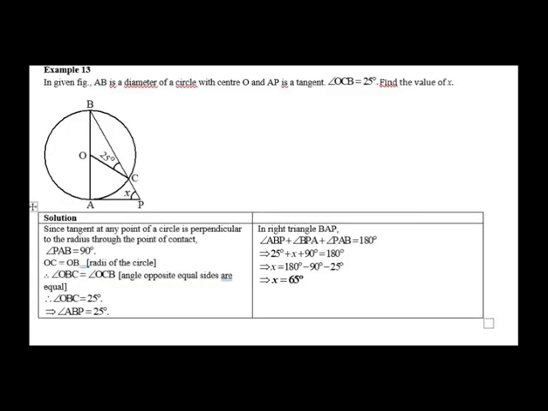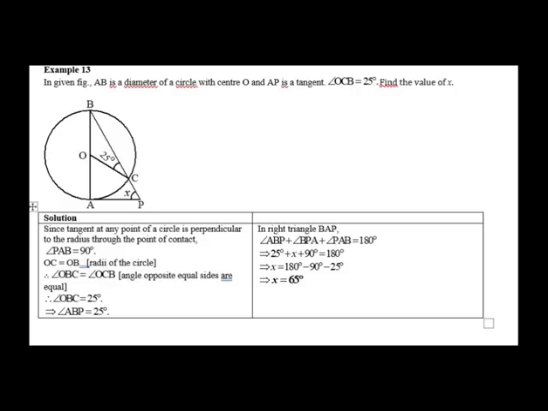Example 13. In the given figure, AB is a diameter of a circle with center O and AP is a tangent. Angle OCB is equal to 25 degree. Find the value of x. Given angle OCB is equal to 25 degree. AP is a tangent. Since the tangent at any point to a circle is perpendicular to the radius through the point of contact, we have angle PAB is equal to 90 degree.